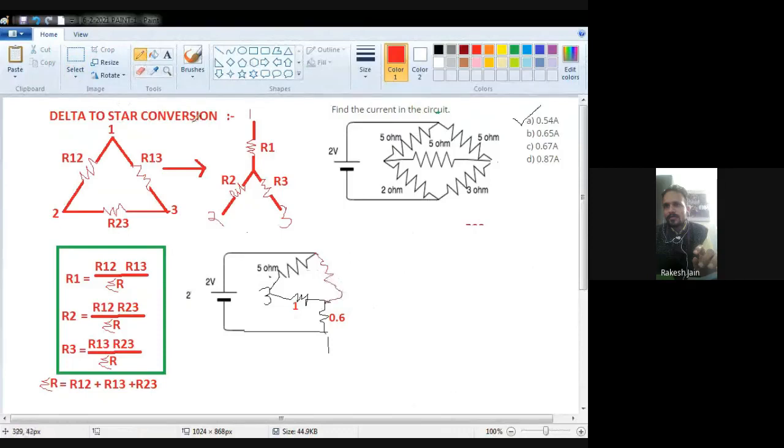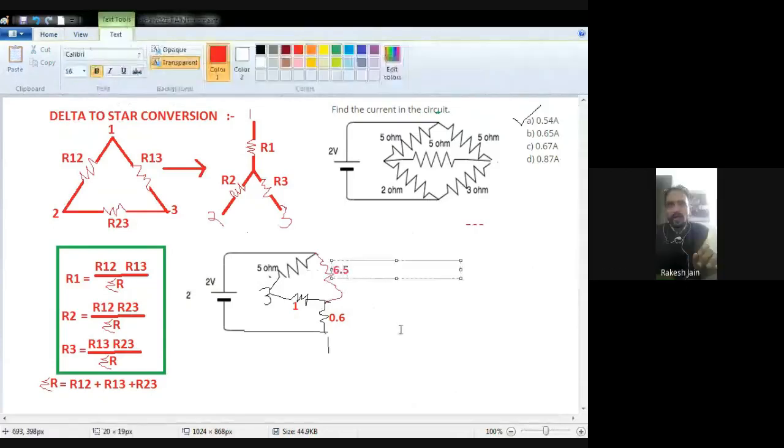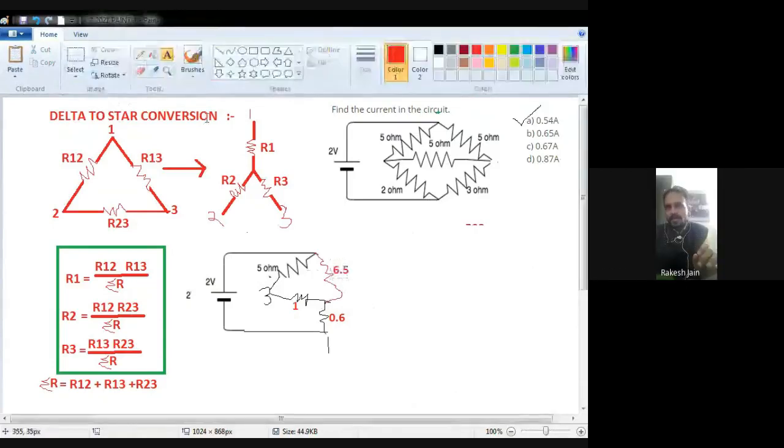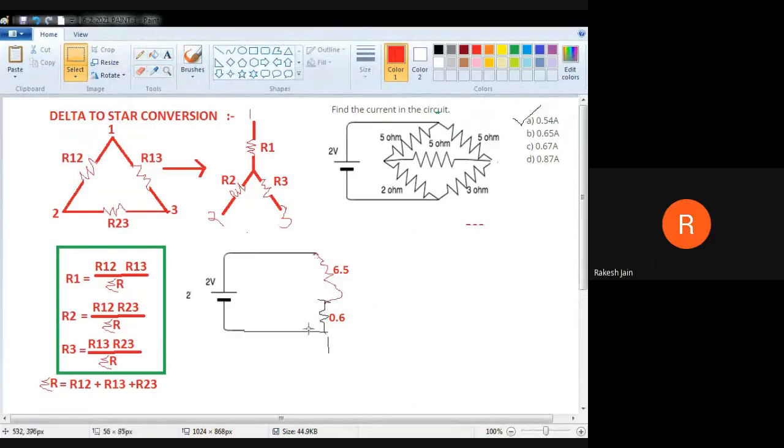Now the third one is the R3 resistance. So definitely with the help of the formula, R3 is equal to R13 multiplied by R23, that is 2 ohm multiplied by your 5 ohm, divided by 10. So this will be equal to 1 ohm.